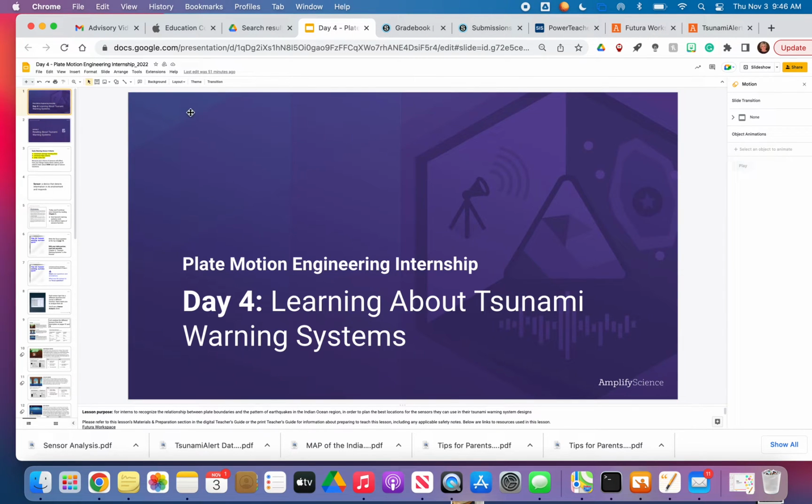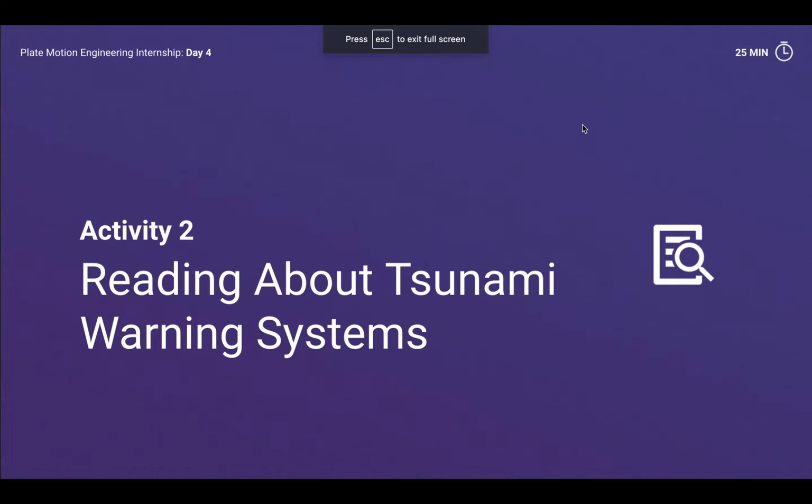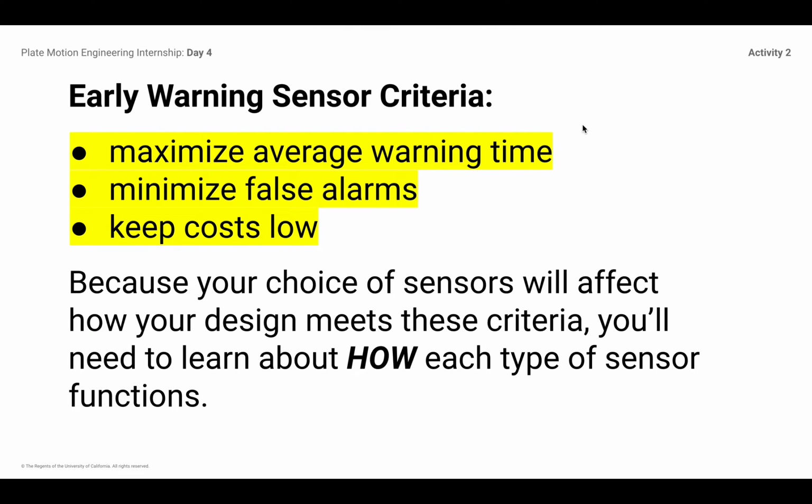All right. So you understand today we're going to be looking at tsunami warning systems. And I want you to take a minute and remember what our 3 criteria are. Today is the last day that we are researching. Tomorrow we're going to start working on your plans. And so it's very important that you remember your 3 criteria. First of all, we need to maximize the average warning time. We need to minimize false alarms. And above all, we need to keep the cost low.